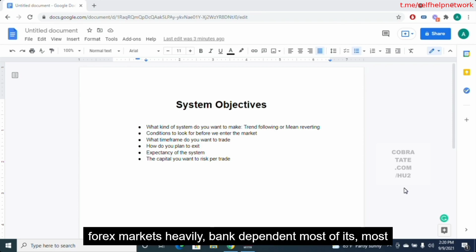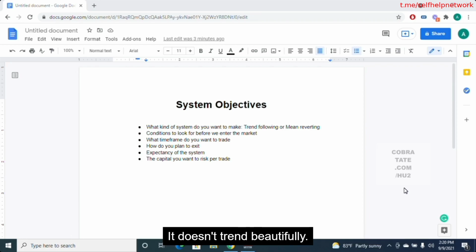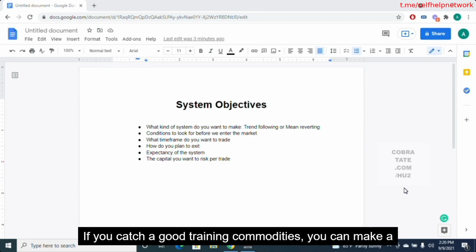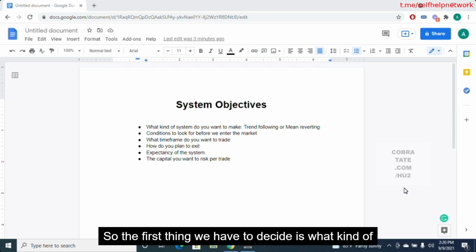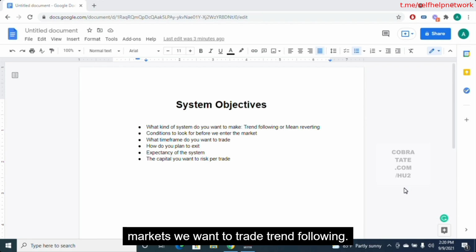Forex markets are heavily bank dependent. Most of the trading happens between banks, and that's very mean reverting. It doesn't trend beautifully. Let's say commodities, they love to trend. If you catch a good trend in commodities, you can make a lot of money real quick. So the first thing we have to decide is what kind of markets we want to trade.